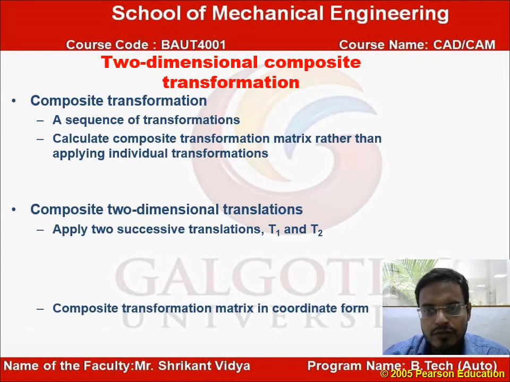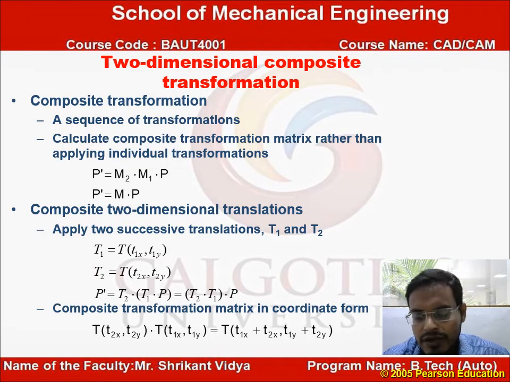So what is composite transformation? Instead of carrying out individual transformations, we carry out one single transformation, that is called composite transformation. If you are translating the object two times, instead of carrying it out two times individually, we carry it out a single time by using the formulas. So composite transformation is a sequence of transformations, calculating the composite transformation matrix rather than applying individual transformations. So P' = M P, where M is a single composite transformation replacing the two transformations M2 and M1.